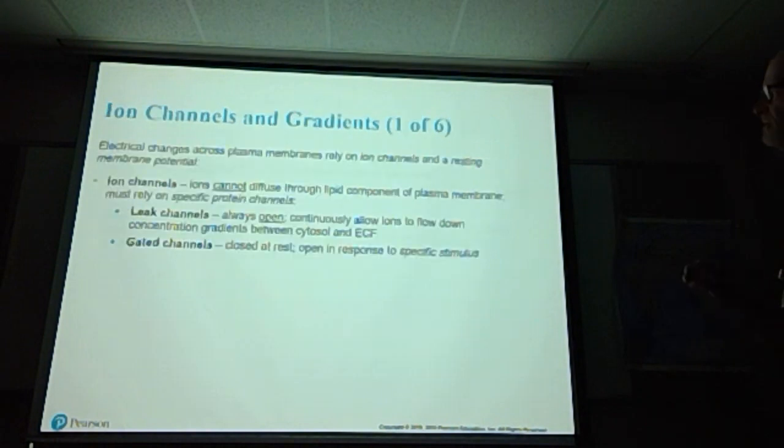Electrical changes occur across the plasma membrane at places called ion channels, and these create what is called a resting membrane potential. Ions cannot diffuse through the lipid component of the plasma membrane. They must rely on specific channels. These are referred to as ion channels. Leak channels are always open. They continuously allow ions to flow down the concentration gradient between the cytosol and the ECF.